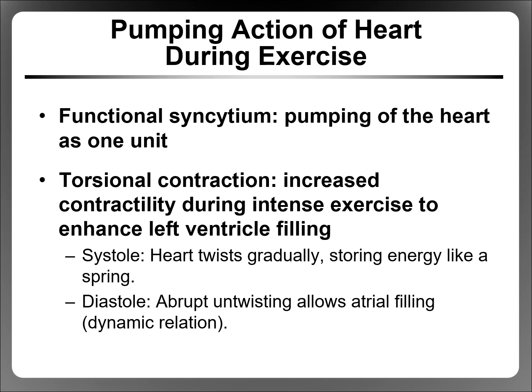And the second part is torsional contraction. This is when we have an increased contractility during intense activity that's going to enhance the left ventricle filling. So there's going to actually be some twisting of the heart within the pericardium when we go through heavy bouts of activity. So during systole, the heart will twist gradually, storing energy like a spring, and during diastole, it will abruptly untwist to allow atrial filling. This is called dynamic relaxation.